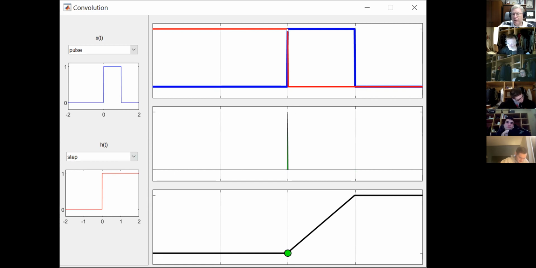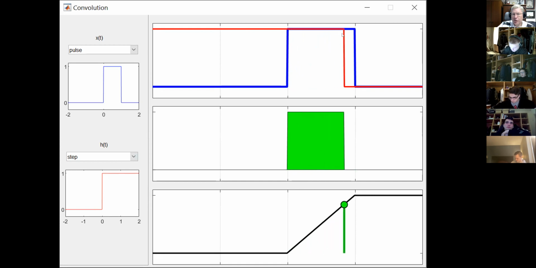And then if we want to find out what y of t equals 1/2 is, we shift our flipped h of t to the right by 1/2. When we multiply it, we've got this 1/2 unit wide by 1 unit high product, and the area is 1/2. So y of 1/2 is 1/2.